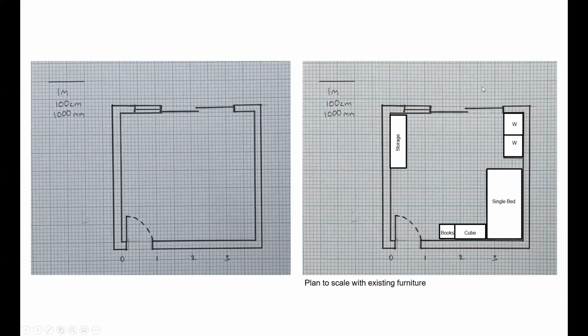And what I've done here is, with my floor plan, I've taken a photograph of it and popped it into PowerPoint, and then I've just put some rectangular boxes around the furniture, and I've labelled them as well. So this is a plan to scale with existing furniture. Okay, so you can see that there.